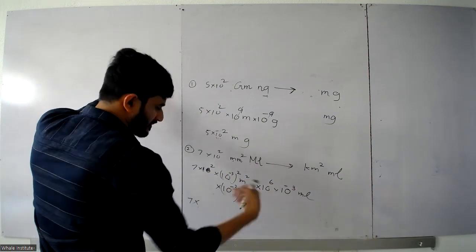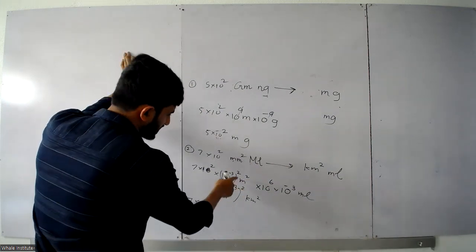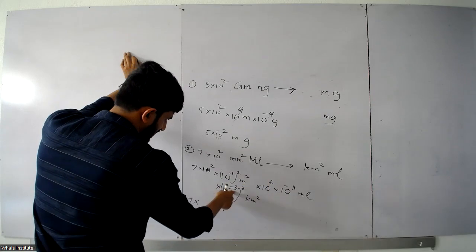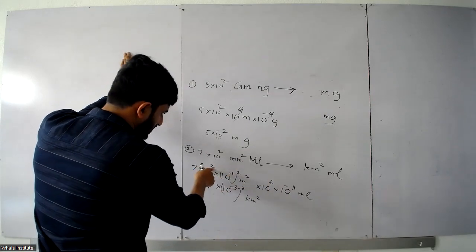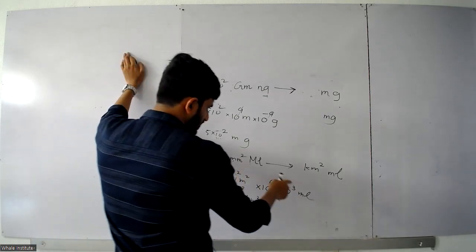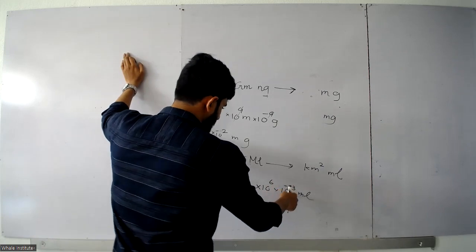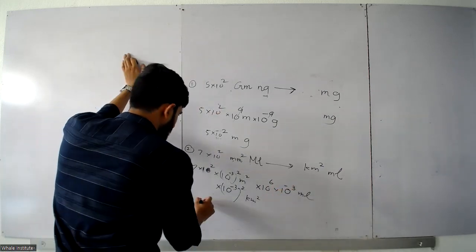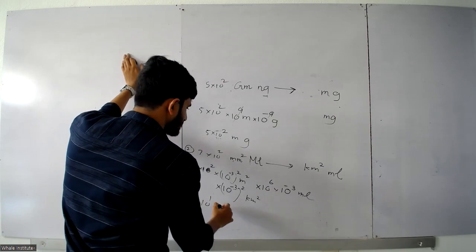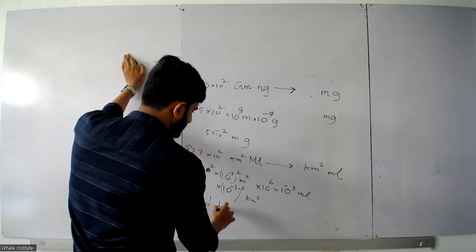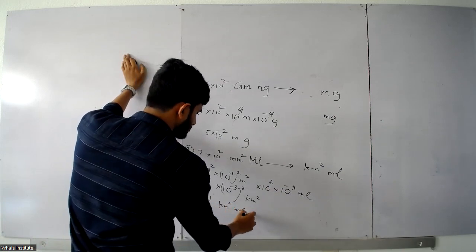Let me do this simplification a bit. Minus 6 plus 6 cancels out. Minus 6 plus 2 means minus 4. Then plus 3. Minus 4 plus 3 means plus 1, right? Means 10 to the power 1 here. Then the units km square ml.